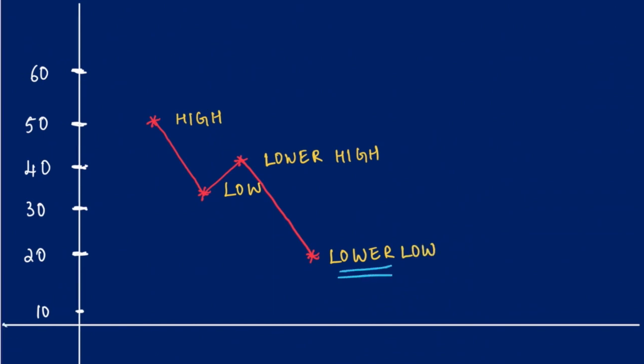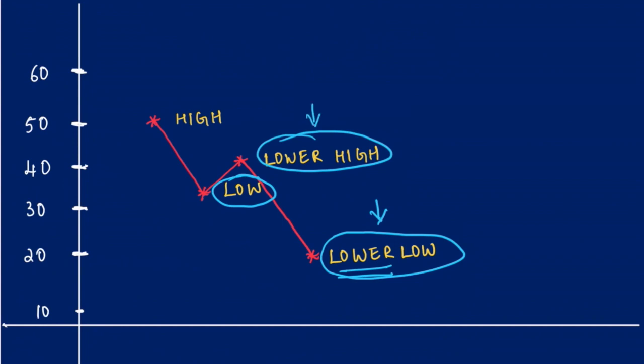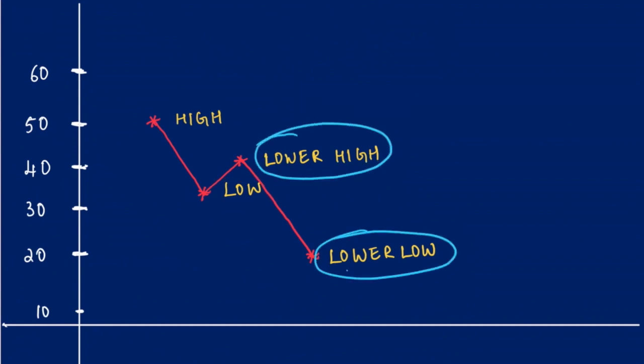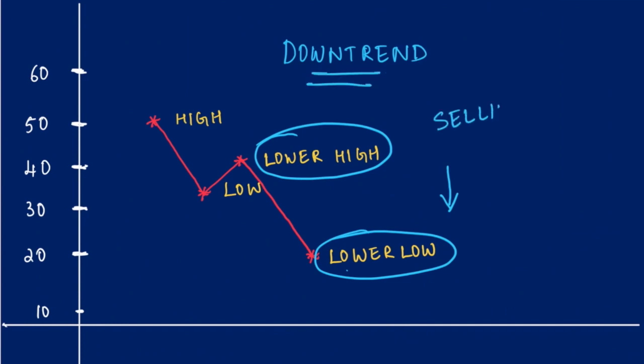Now, we call this lower low because this low is lower than the previous low. And we call this lower high because this high is lower than the previous high. As soon as you see the stock is making lower high and lower low, it is a confirmation that the stock is making a downtrend, and we need to look for shorting opportunities.